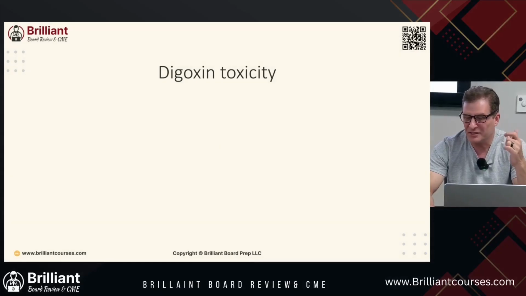Who's going to be taking this? People who are of advanced age who may have low body weights, impaired renal function. Remember, our renal function gets worse as we get older. Hypokalemia, hypercalcemia, and hypomagnesemia. Hypokalemia notably increases the risk for adverse events. Hyperkalemia may also occur with severe overdose, particularly with impaired renal function.